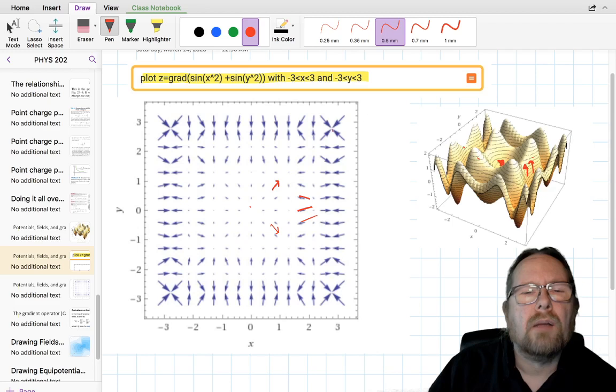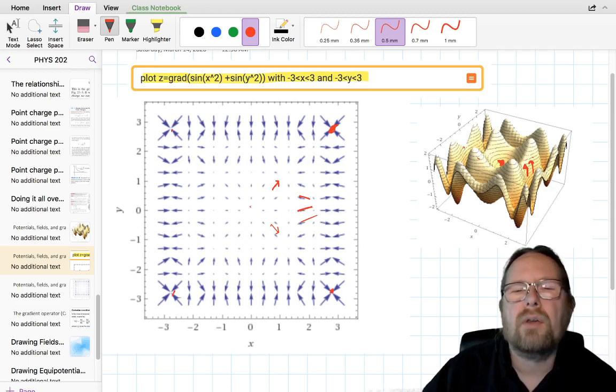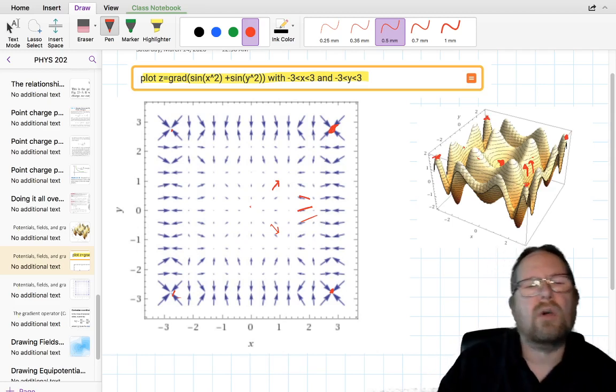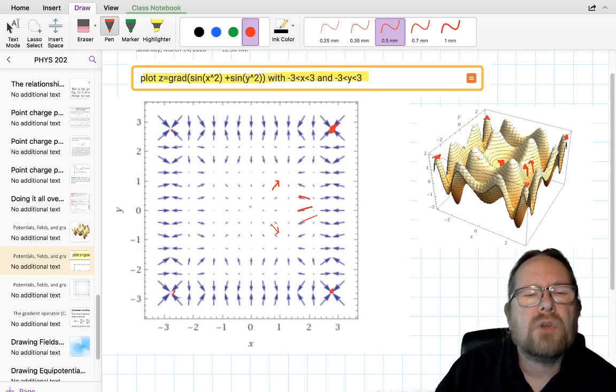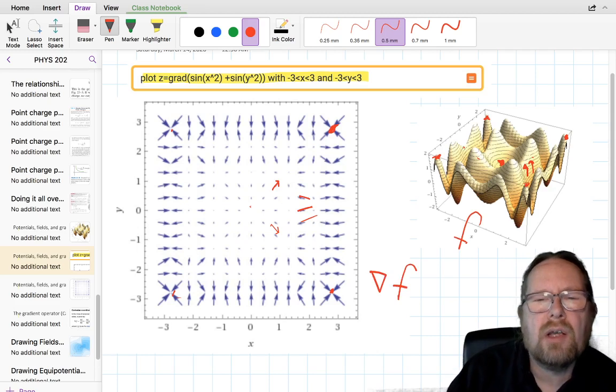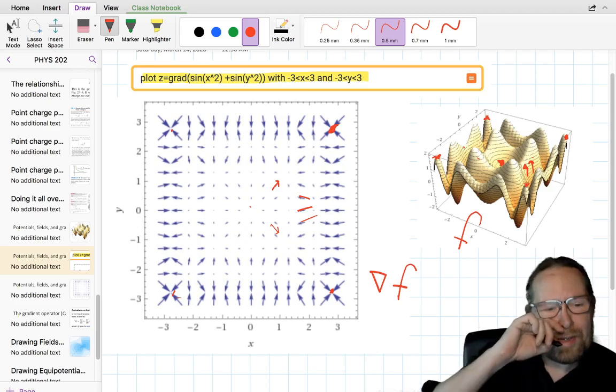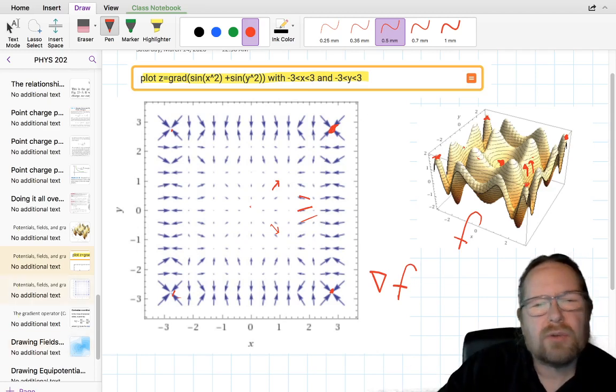Here are places in the corners where the arrows point up a hill, up a hill, up a hill, up a hill, corresponding to these 1, 2, 3, 4 very sharp peaks in the corner of our image. So the gradient, if this is f, the gradient of f is a vector-valued function that tells you something about the direction in which that function is changing the greatest. What does that have to do with fields and potentials?